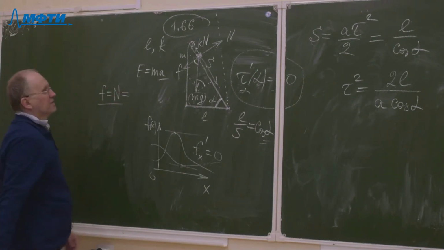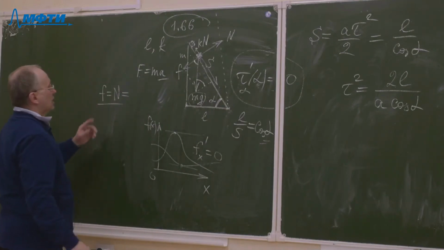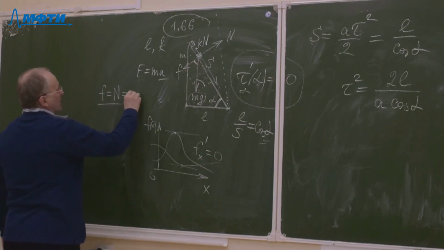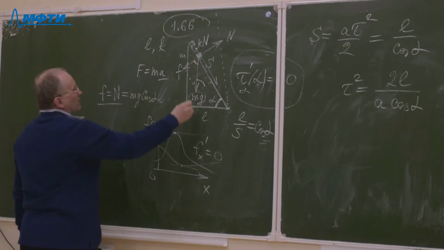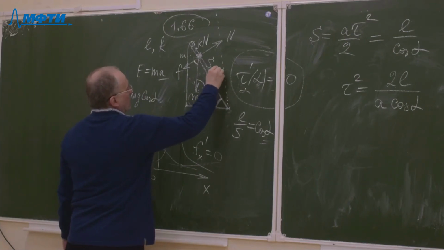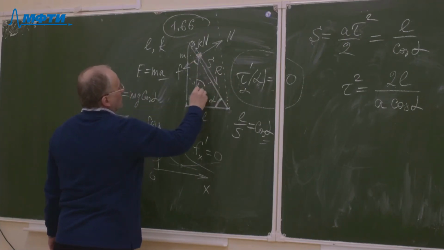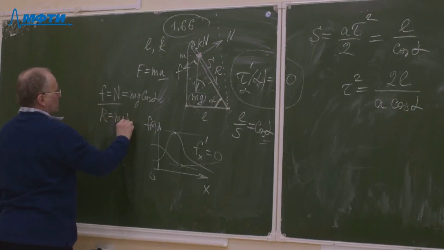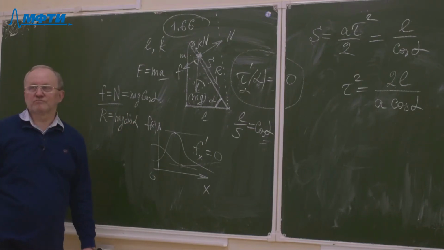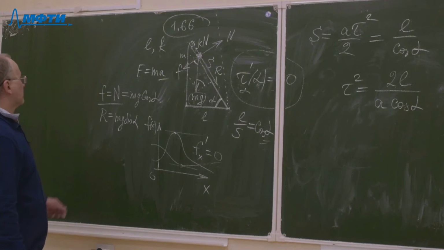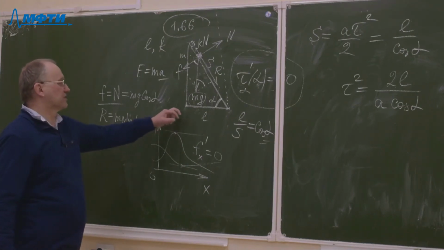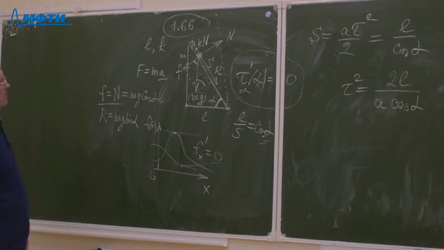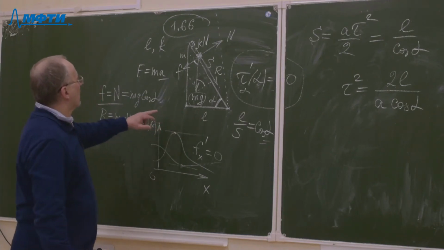Why? Because the body moves along the surface. And F as a component of the weight will be equal mg cosine alpha. And another force, which I denote as R, the component of the weight parallel to the surface, will be mg sine alpha. All this is well known to you. We considered such problems in the last semester. I'm just repeating these facts.